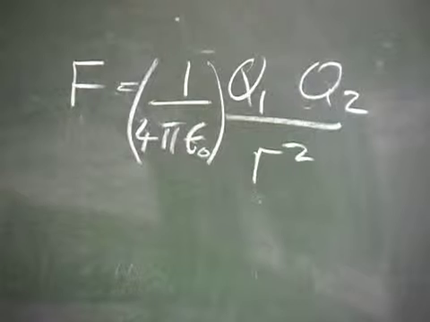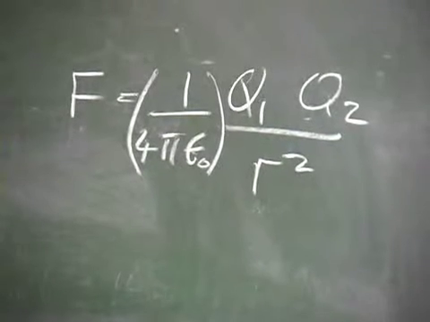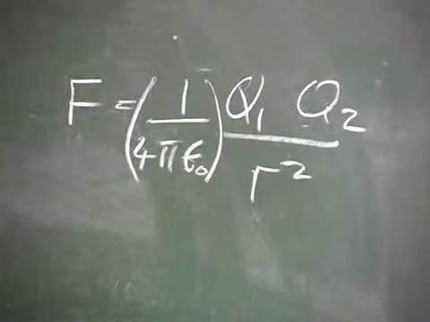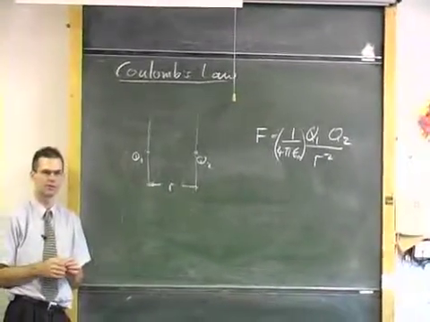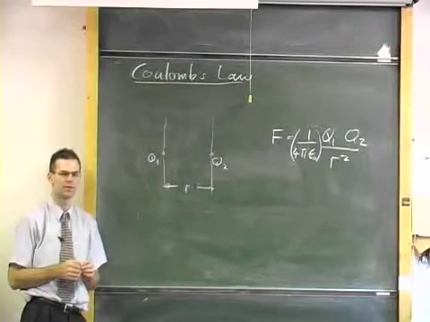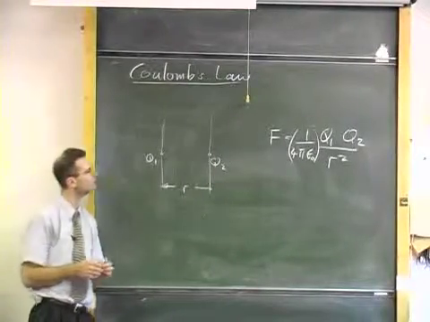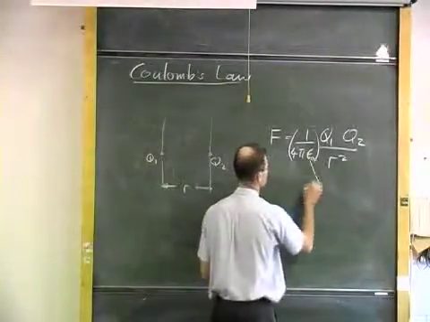And 1 over 4 pi epsilon naught is what's called the permittivity of free space. Now, if you're out at parties and things this weekend, just drop into the conversation, "Oh, yeah, that'll be the permittivity of free space." And people go, ooh.